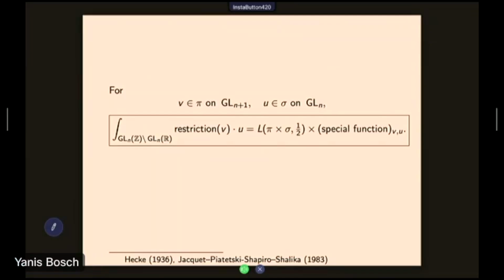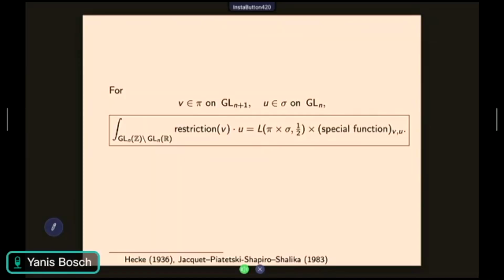There's a general relation that you can think of as analogous to the identity involving the zeta function and the Jacobi theta function. It says that if you restrict the automorphic form on the bigger group and integrate it against the automorphic form on the smaller group, you'll get the L-function for their Rankin-Selberg convolution times something that I just call a special function that depends upon the two vectors V and U. In the example from a couple of slides ago, this special function was the gamma function. More generally, it's some integral of Whittaker functions attached to V and U.